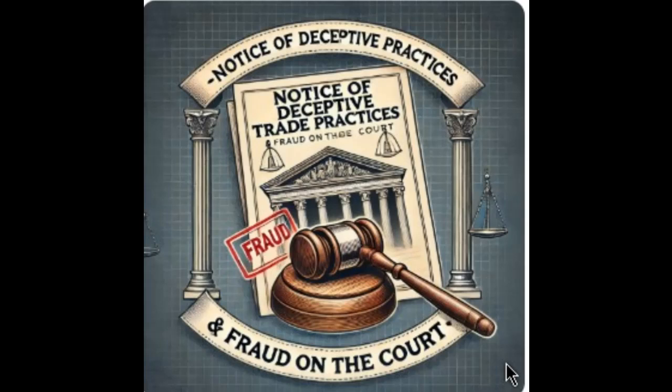Fraud on the court, definition and legal consequences. Fraud on the court occurs when an officer of the court, such as an attorney or judge, engages in deception that compromises the fairness of judicial proceedings. It is a serious offense that can result in case dismissal, sanctions, or even criminal charges.